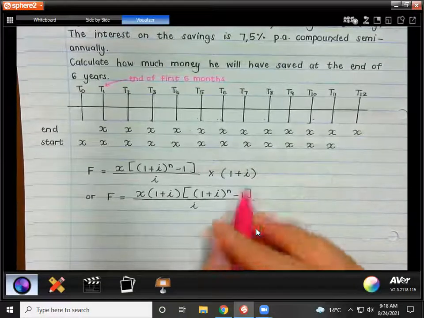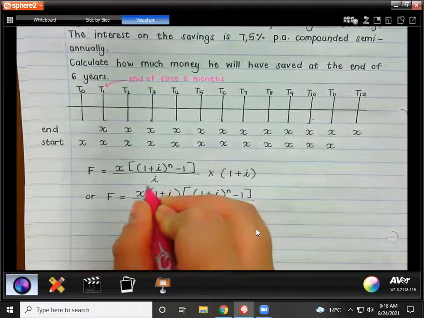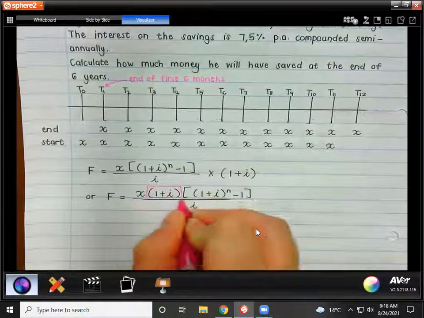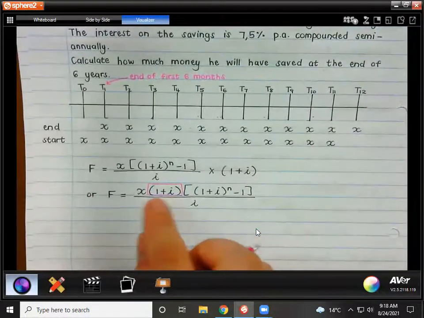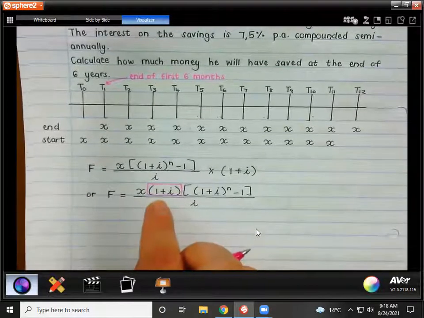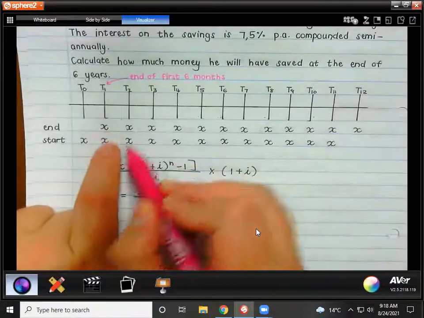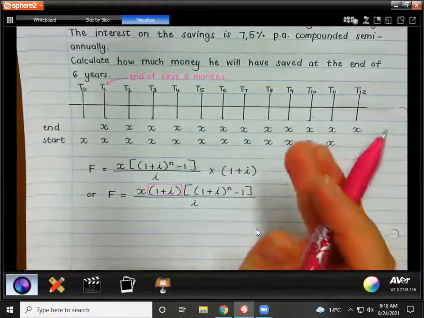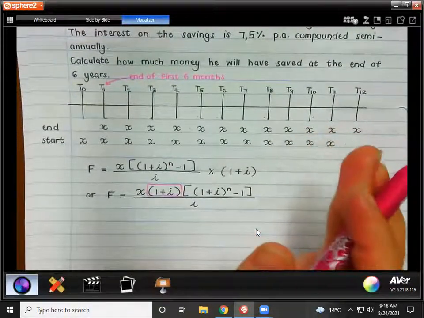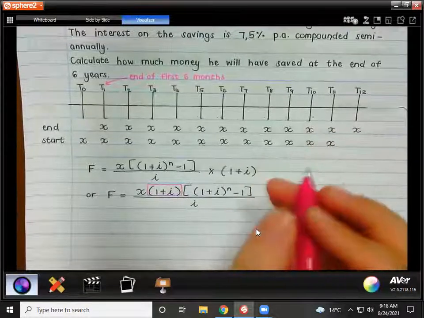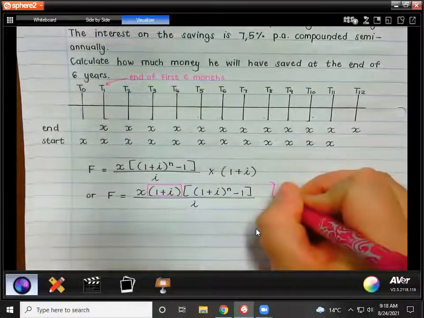All right, so this extra bracket that we're putting in and multiplying by, if we use the second formula, we're multiplying X by this bracket. So it's almost like the end amount is just X times 6 months worth of interest, or X with 6 months worth of interest added to it. Right, in a sense. Okay, so this is the formula that we need to use.